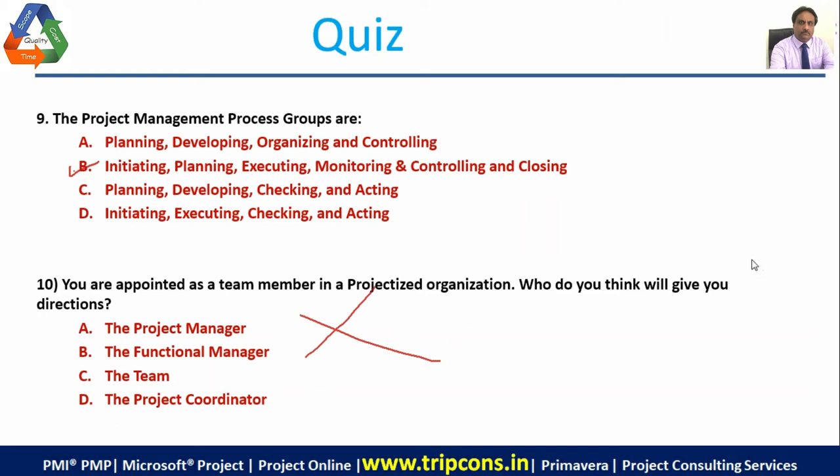Now you remember all the five process groups. What about the 10 knowledge areas? How would you sort it out? Let me tell you an interesting story on how to remember all the 10 knowledge areas. Integration management, scope management, cost management, time management, quality management, human resource management, communication management, risk management, procurement management, stakeholder management. They are in a sequence and there are 10 of them.